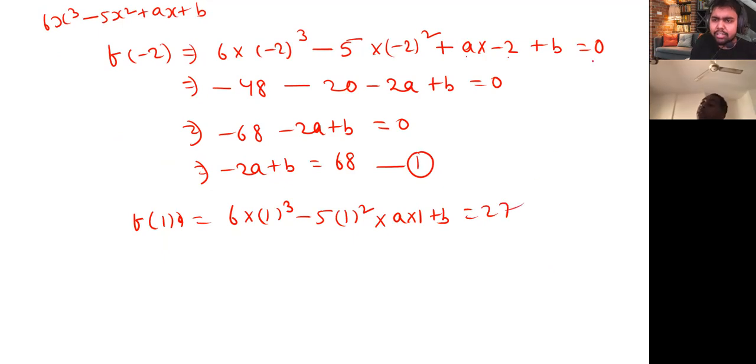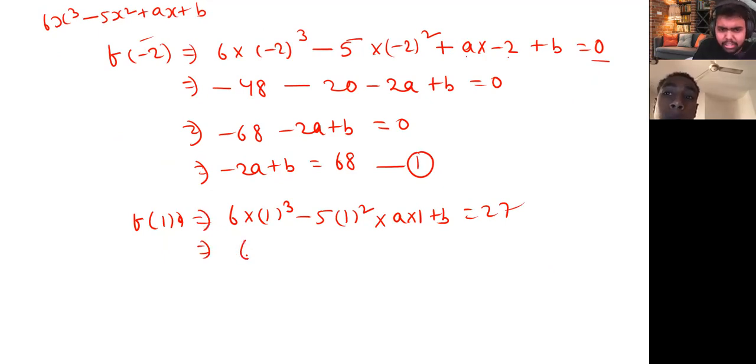And why am I writing 0 in the first case? Because it says that it was a factor. When it is a factor, then the remainder would be 0, right? If the expression is a factor of the function, then the remainder is 0. You already know that one. So now solve this one.